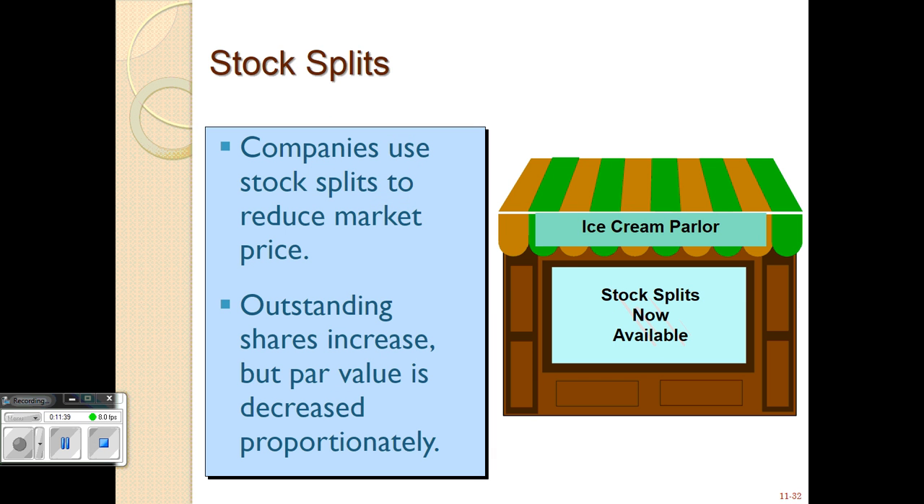You'll often hear of stock splits. They were a lot more common in the past. They're not used as frequently today. Okay, but from an accounting perspective, we've got a little change to make, but it really is minute. Notice, in a stock split, outstanding shares increase, but par value is decreased proportionately.